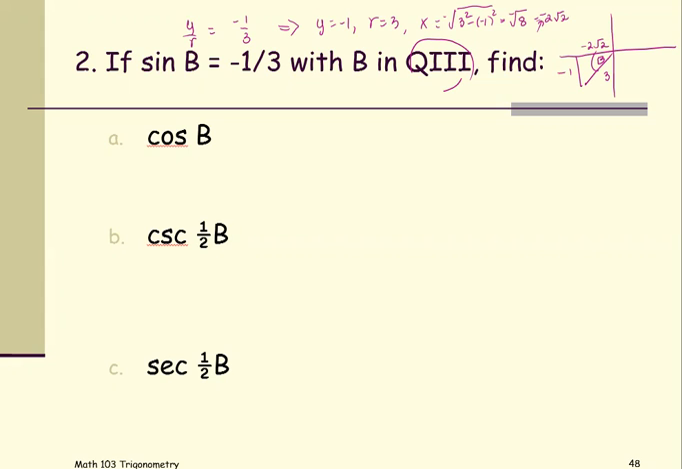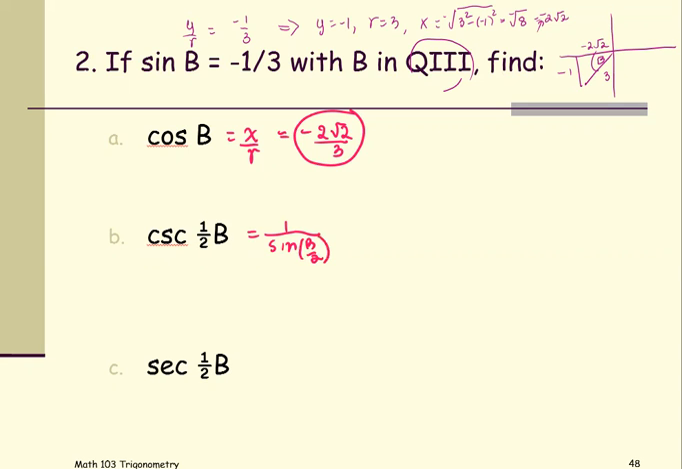For the cosine of B, by definition, the cosine is x over r. X is negative 2 square root 2. The r is 3. Now we get the value for the cosine of B. And the next part, the cosecant of B over 2. The cosecant is the reciprocal of the sine, so sine of B over 2.